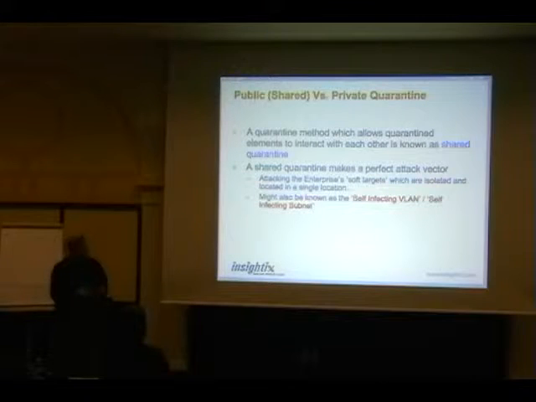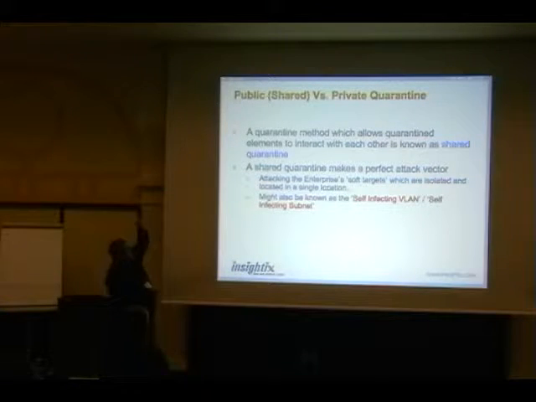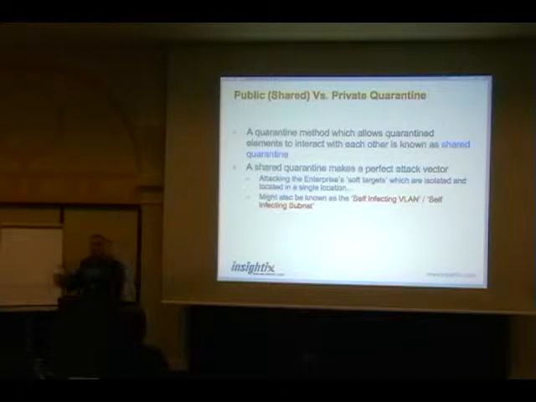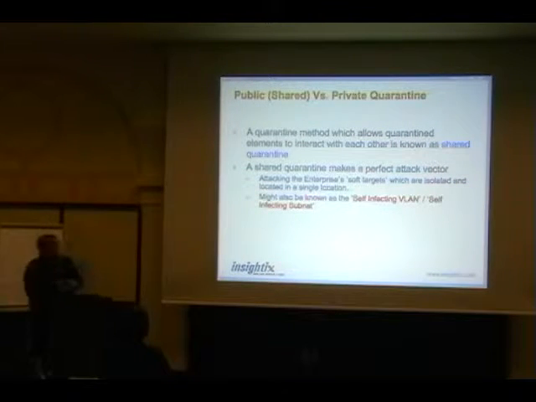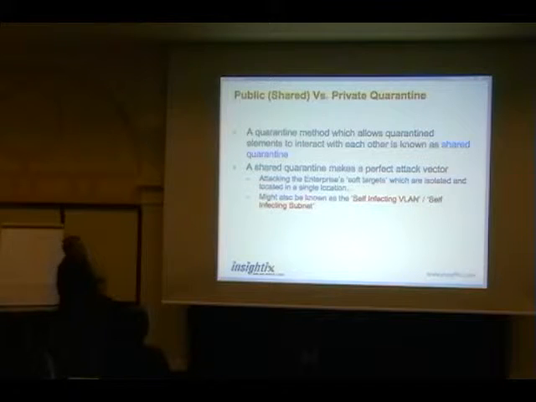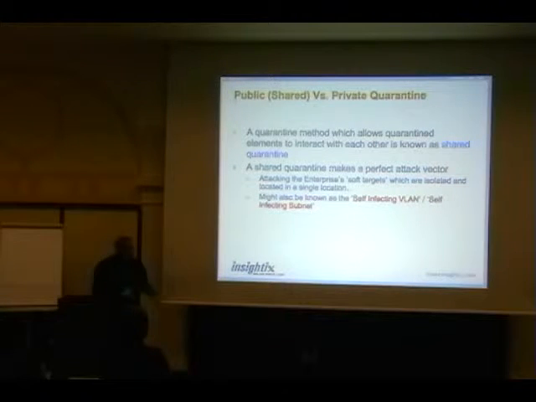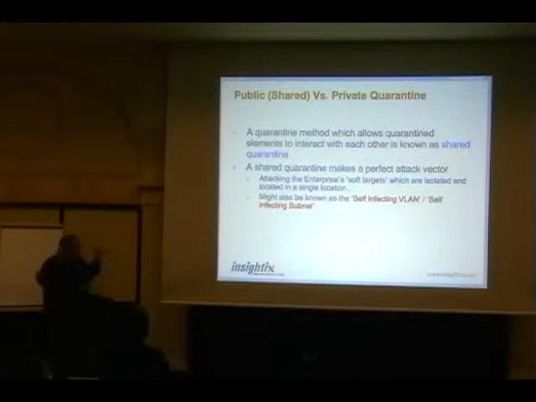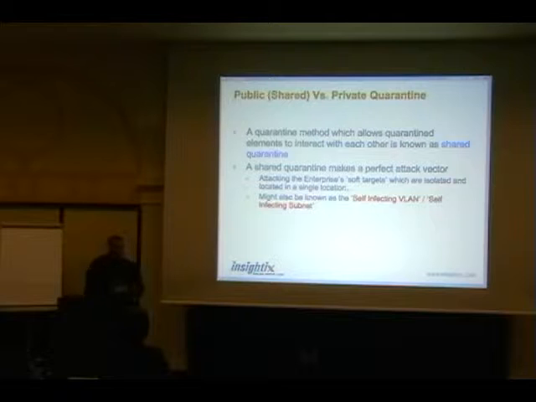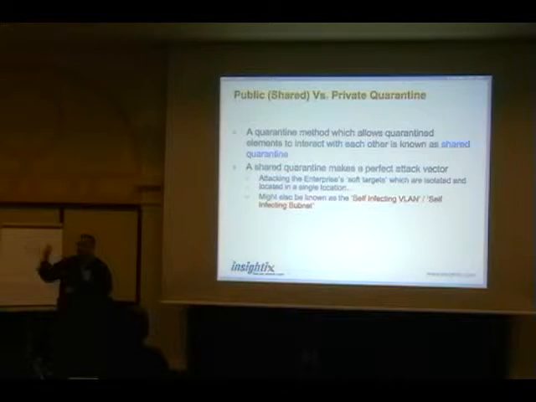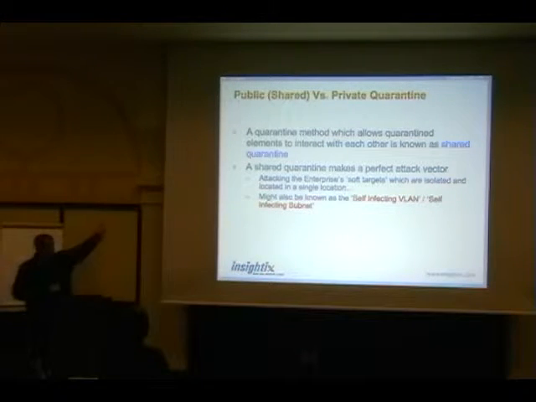Public quarantine basically means that it allows communication between all of the quarantine devices. So this is what I called the self-infecting VLAN. I'll put all of my devices into one place, a quarantine holding place. And my aim is to infect you all. Easy, right? Because those are the soft targets.